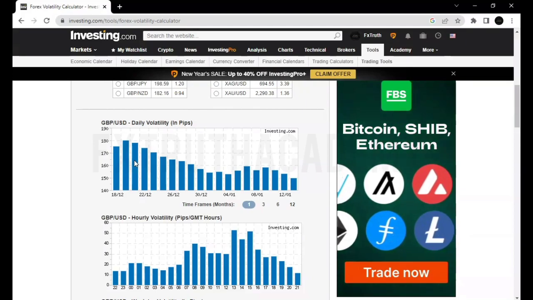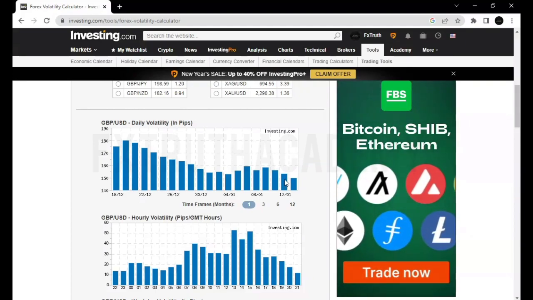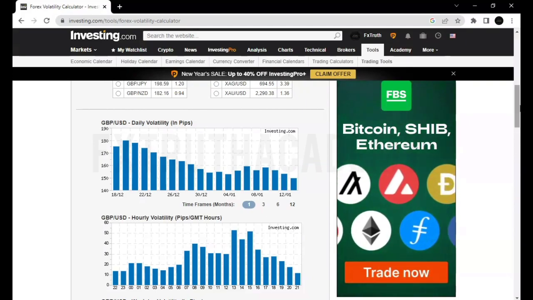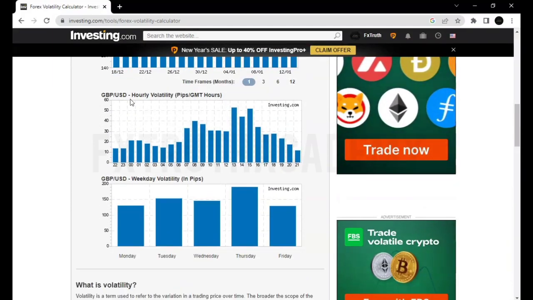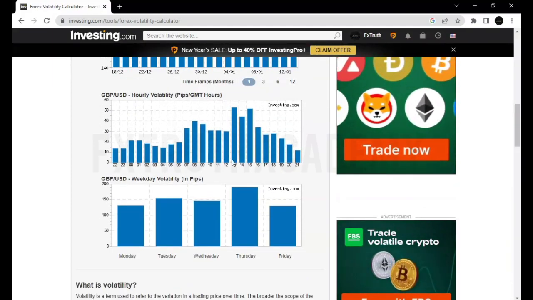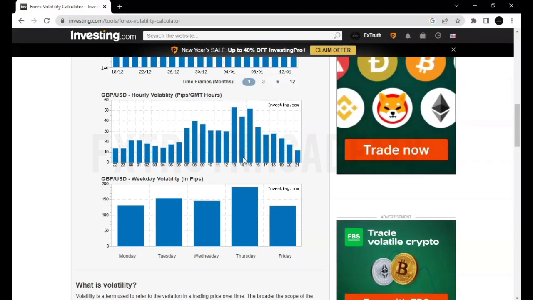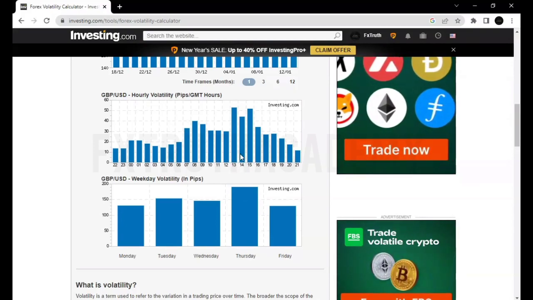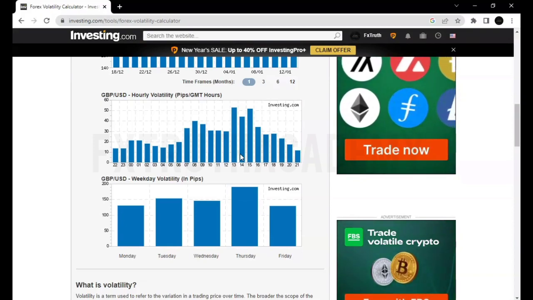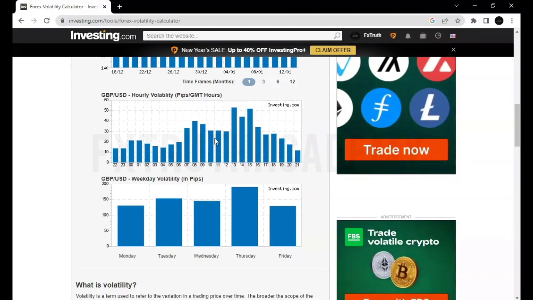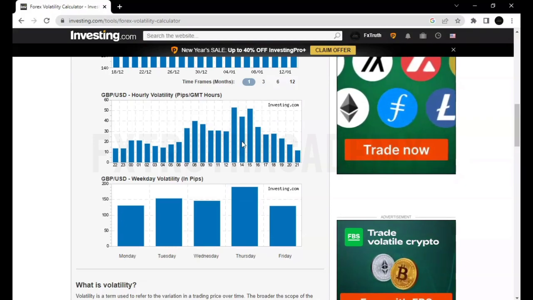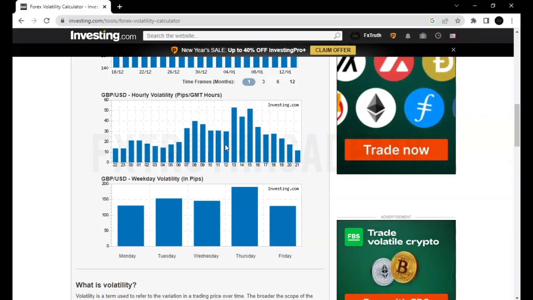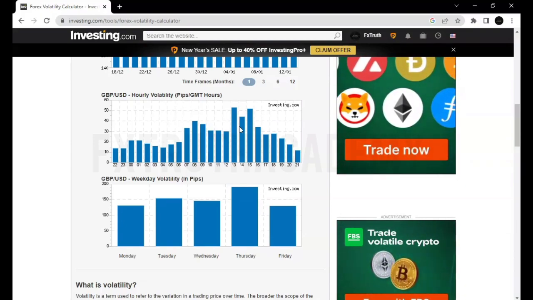On the 18th day, we had more volatility compared to now in the forex pair. And when we go for hourly volatility right here on the pounds, we can see that we have more volatility as regards the 13th, 14th, and 15th. This is actually during the New York session and London session overlap right here. So we have more volatility in the pounds during these hourly trading sessions.